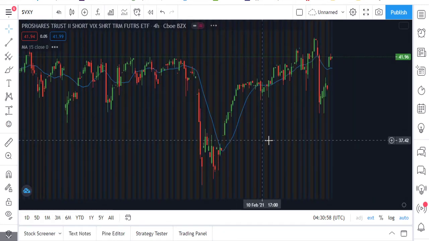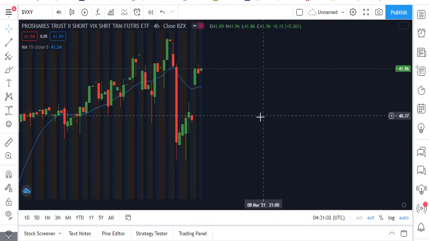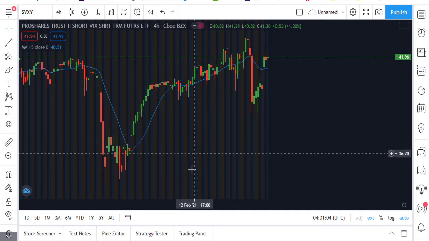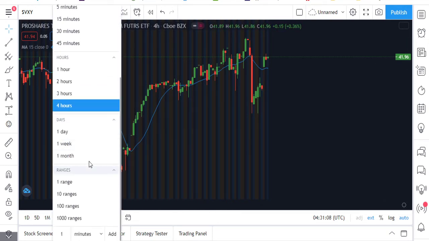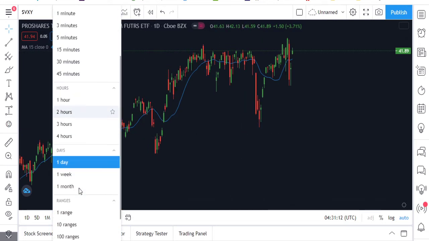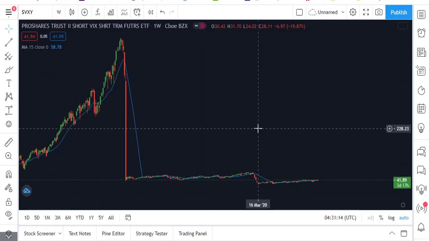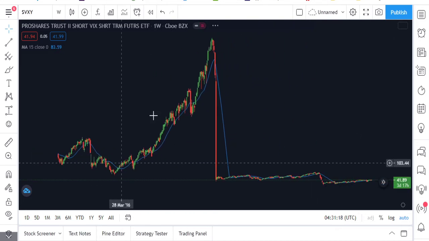Usually you want to look at the 4-hour. I don't know why the chart looks like this right now. It's all striped and stuff. Don't ask me why. Good thing to do is look at the 4-hour and the daily chart and the weekly chart. You want to get the bigger picture. This is what the S&P has been doing.